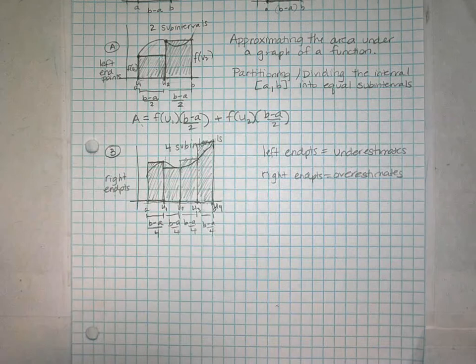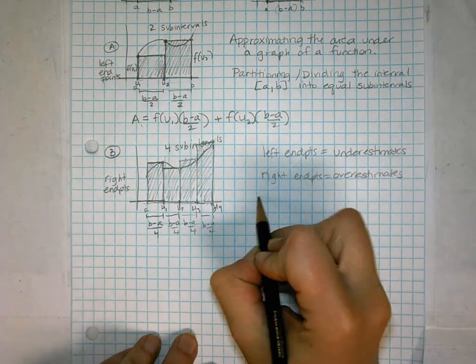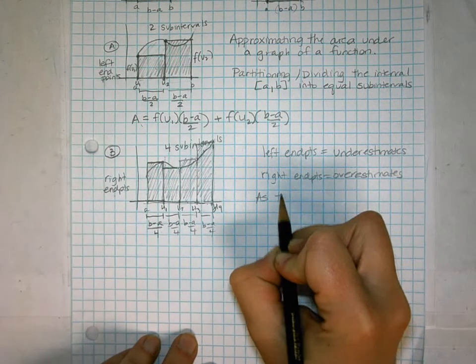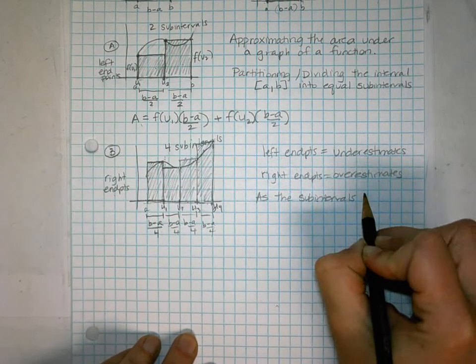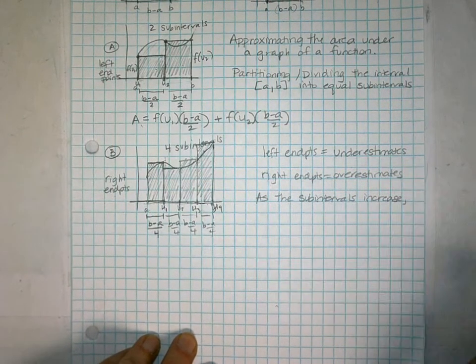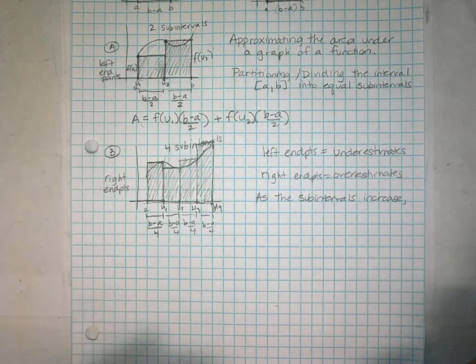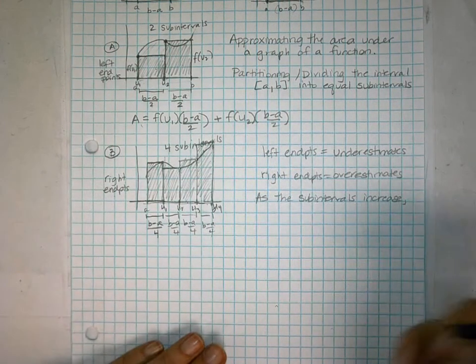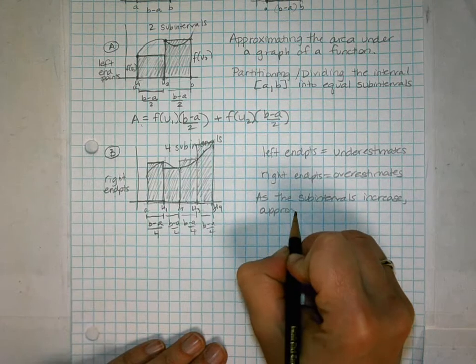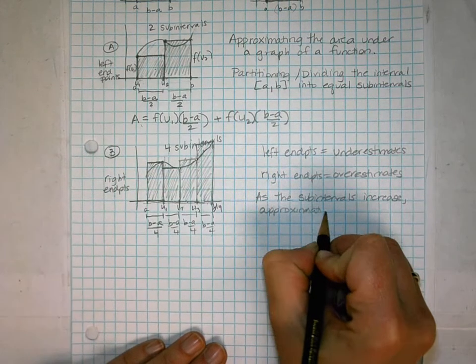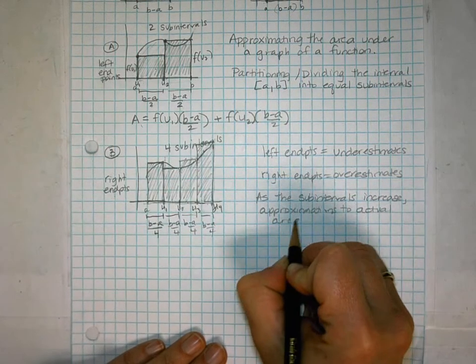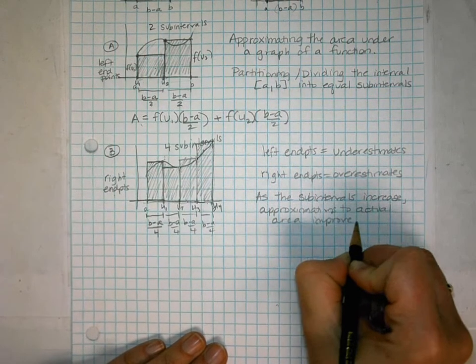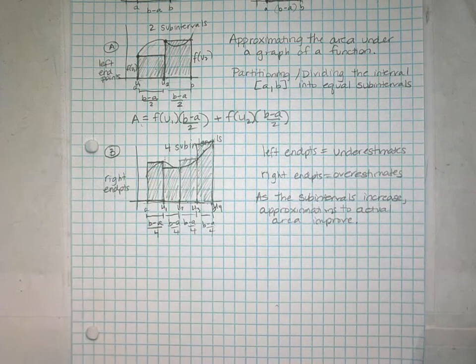So what I want you to write is, as the sub-intervals increase, so the more sub-intervals I have, if I have 10, 100, 1000s, approximations to the actual area improve. Okay, they actually improve. All right.